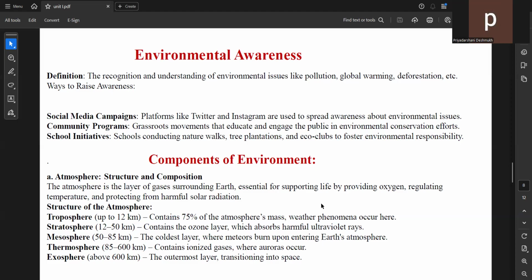The first is the troposphere, which extends up to 12 kilometers, containing 75% of the atmospheric mass. Weather phenomena occur here. The stratosphere is from 12 kilometers to 50 kilometers and contains the ozone layer, which absorbs harmful ultraviolet rays.